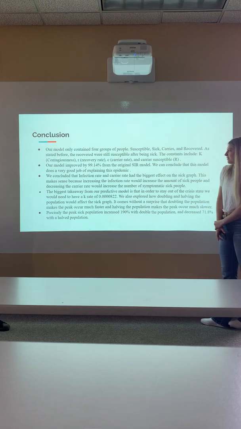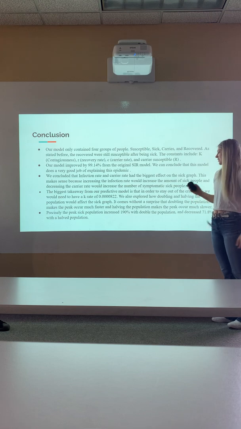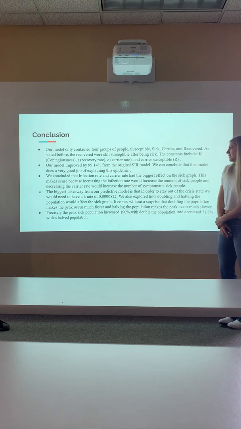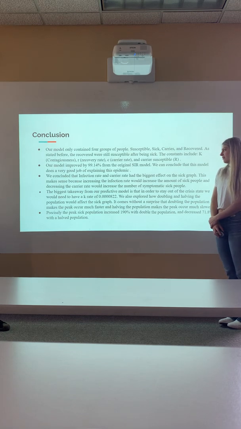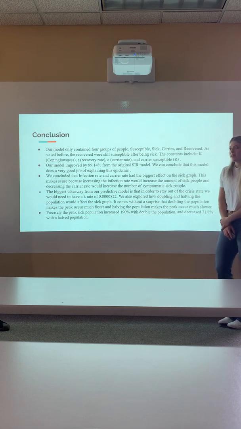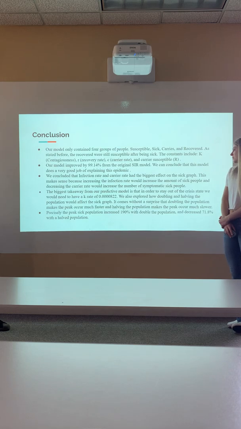We concluded that infection rate and carrier rate had the biggest effect on the sick graph. This makes sense because increasing the infection rate would increase the amount of sick people, and decreasing the carrier rate would increase the number of symptomatic sick people. The biggest takeaway from our predictive model is that in order to stay out of the crisis state, we need to have a K rate of 0.0000822. We also explored how doubling and halving the population would affect the sick graph.